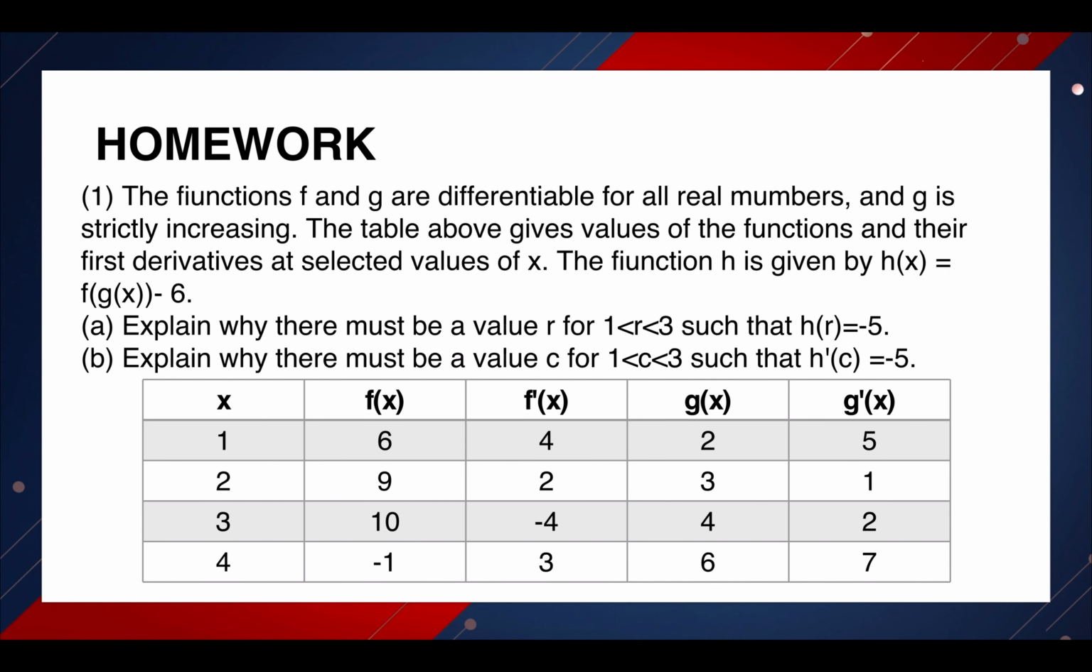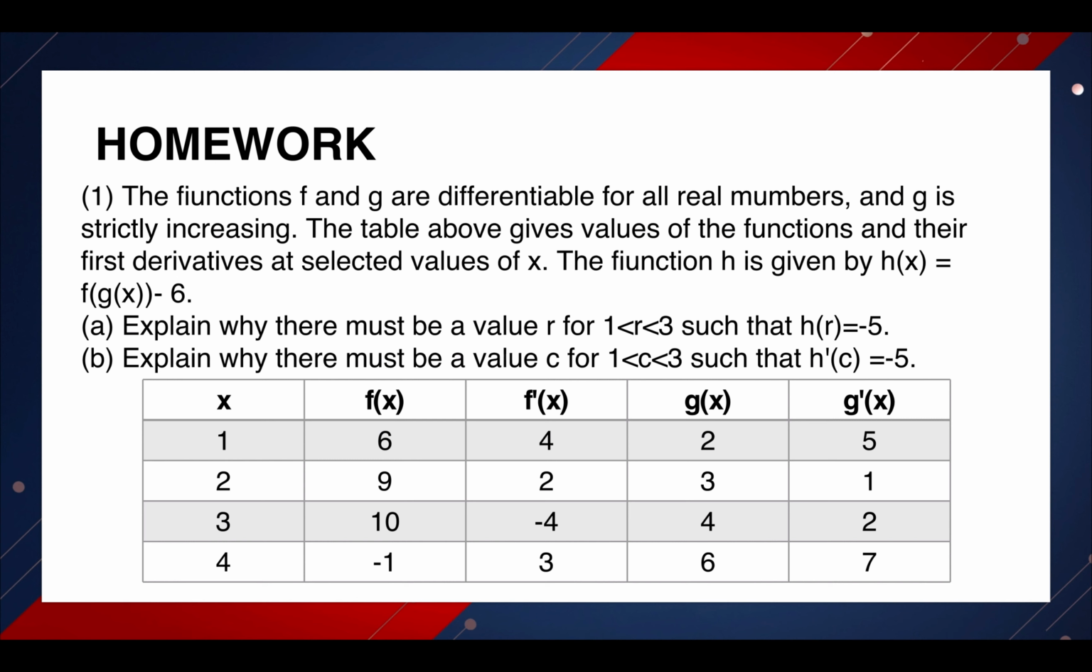And now let's look into the first homework question. The functions f and g are differentiable for all real numbers, and g is strictly increasing. The table above gives values for the functions and their first derivatives at selected values of x. The function h is given by h(x) is equal to f(g(x)) minus 6.